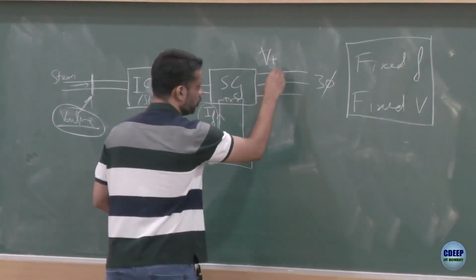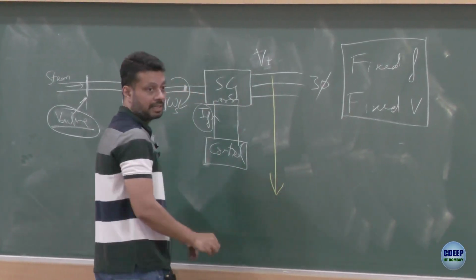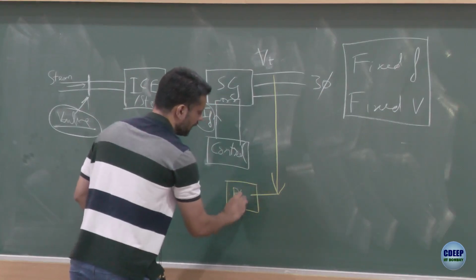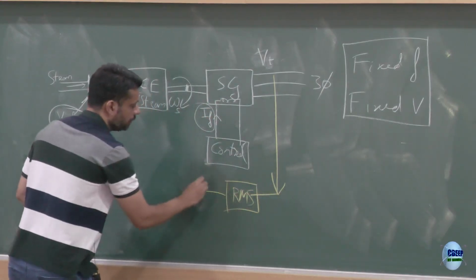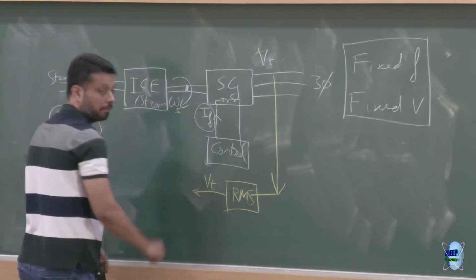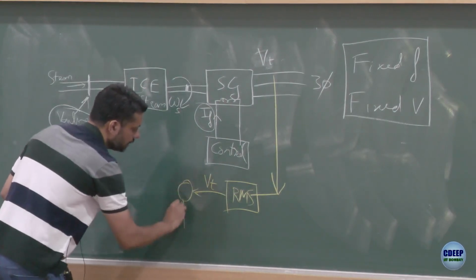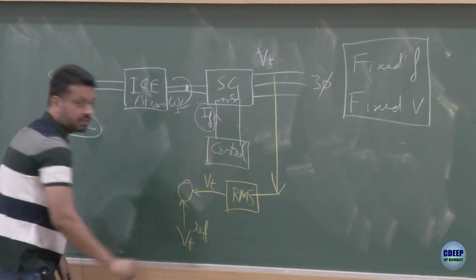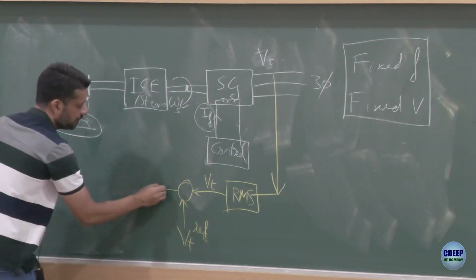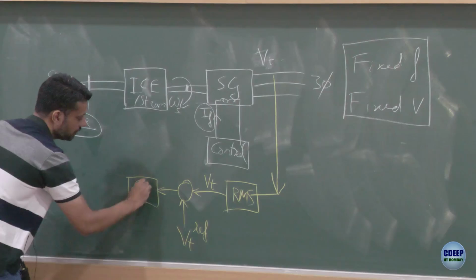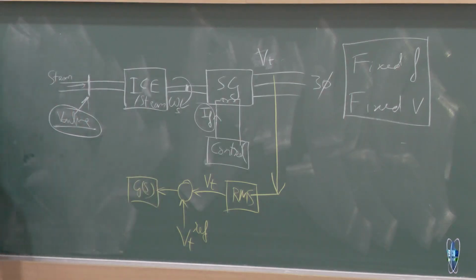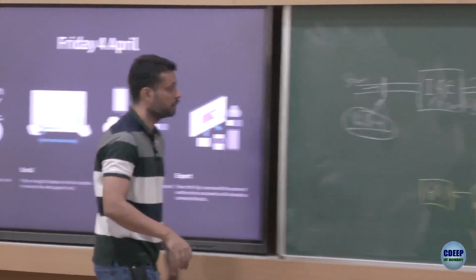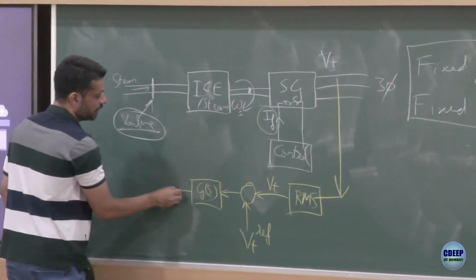You can measure the voltage, right. You can calculate the RMS value, right. This will be your VT magnitude. You can compare it with your VT reference, right. You can have some G of S, some controller, whatever you have learned, lag, lead, proportional, integral, whatever you want to have, and then you can control using this.